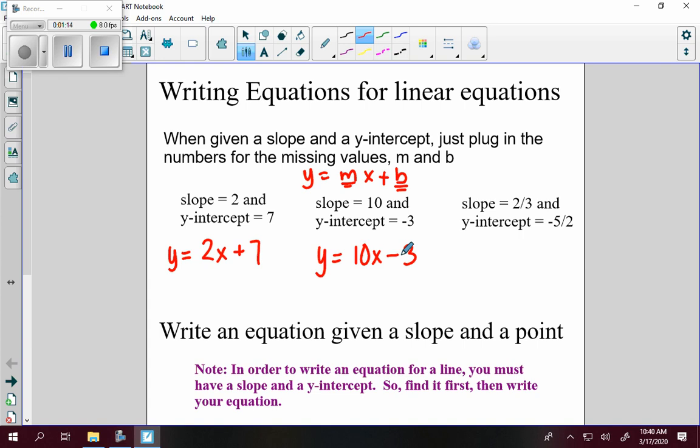Oh no, then we get to fractions. Don't let them scare you. We're just going to use the same slope and y-intercept. So m is slope, b is y-intercept. So I'm going to say y equals 2/3 x minus 5/2, and be done. I know, don't get that one wrong, right?